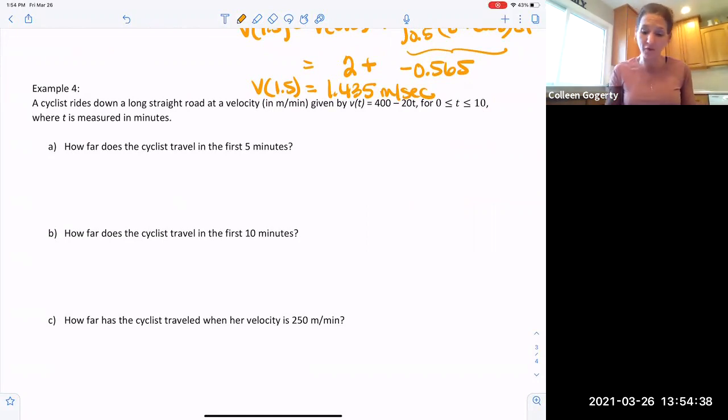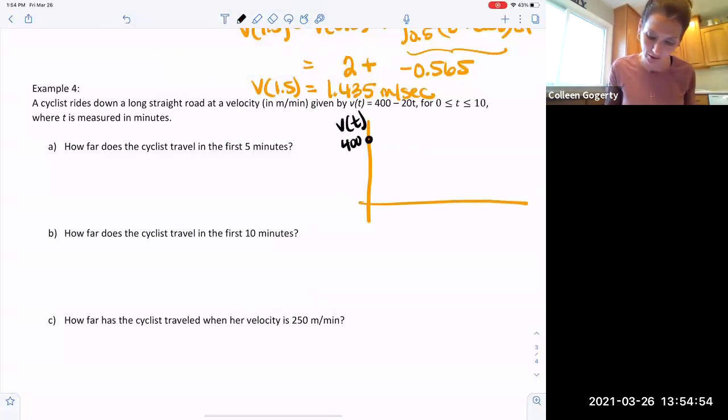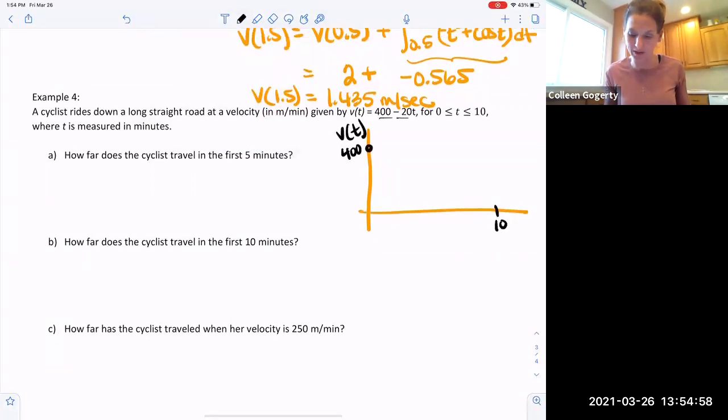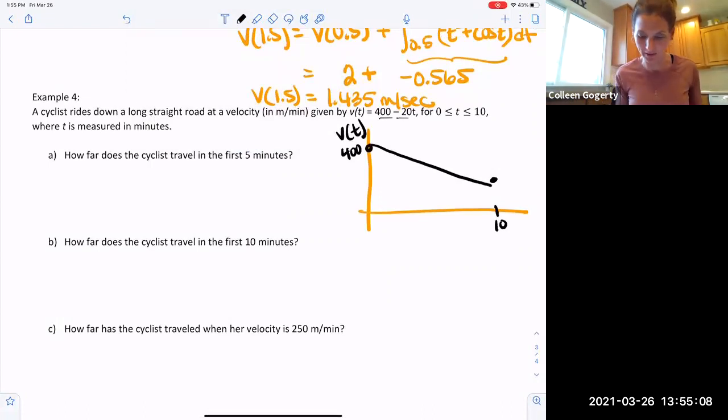Okay, so first and foremost, I would absolutely encourage all of you to graph this. We're going from 0 to 10. So at 0, let's plug in. I'm trying to get an equation for V of t. At 0, we should be at 400. At 10, if I plug 10 into the equation, I'm going to have 400 minus 200, so about here. And I missed it, but hopefully you can be forgiving on that a little bit. Let's try one more time, actually.